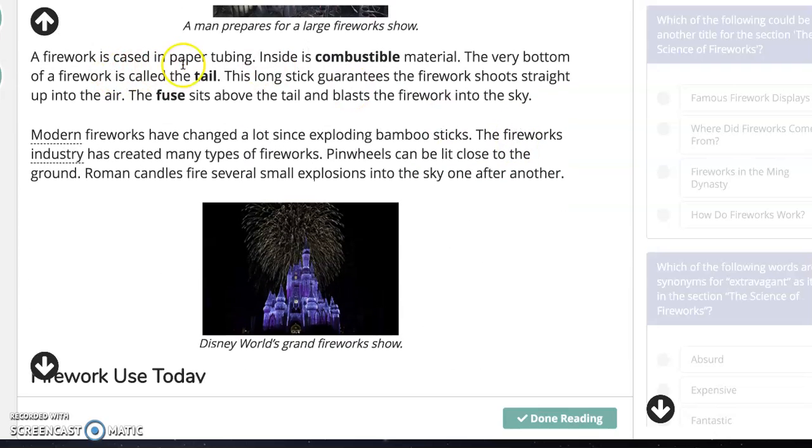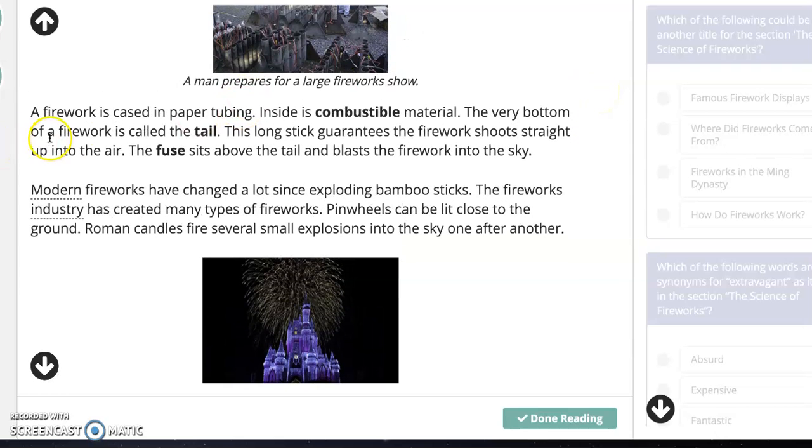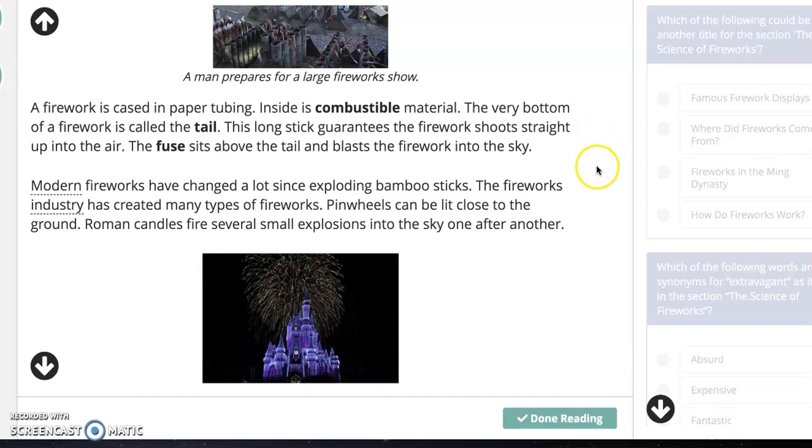A firework is cased in paper tubing, so kind of like what you just saw. Inside is combustible material, things that are going to go. The very bottom of a firework is called the tail. That makes sense. Like at the bottom of a dog, you're going to see its tail. This long stick guarantees the firework shoots straight up into the air. The fuse sits above the tail and blasts the firework into the sky.